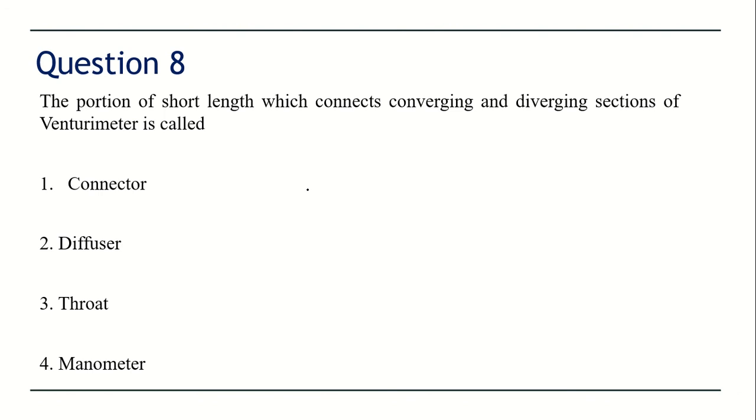Next. The portion of short length which connects converging and diverging sections of Venturi meter is called. Venturi meter basically consists of three components. We have a convergent, a divergent, and a throat. This is the convergent, this is the throat, and this is the divergent. So this part is the throat, which is connecting both the converging and diverging parts of a Venturi meter. To determine the pressure of water flowing through this Venturi meter, we connect one section at the inlet of the pipe and one section at the throat, and these two will be connected to the tappings of a U-tube manometer.